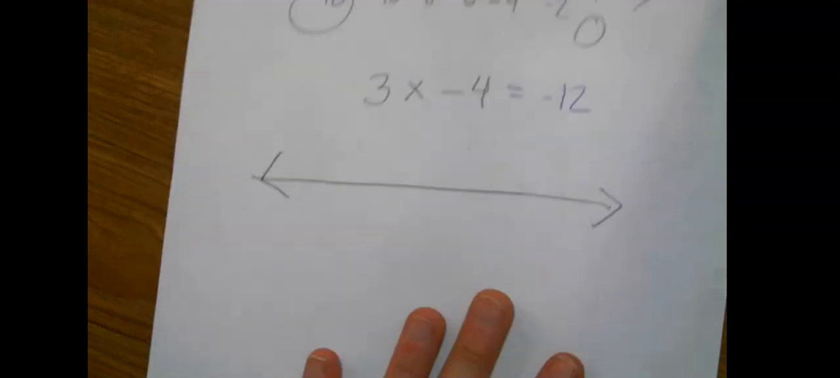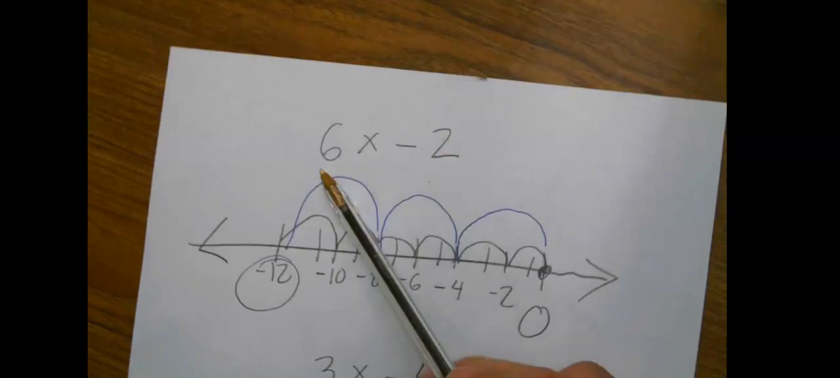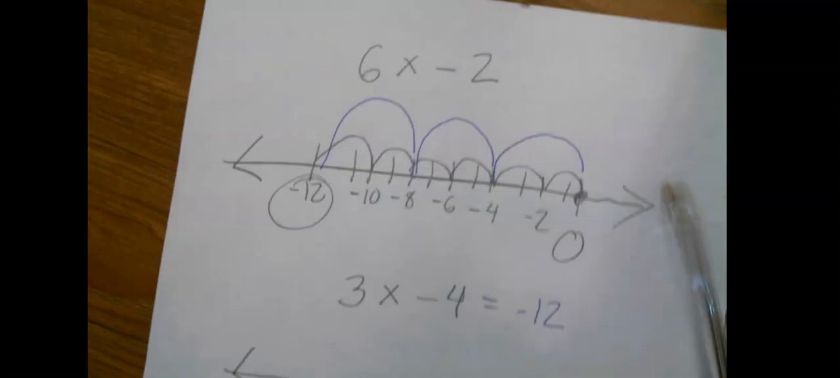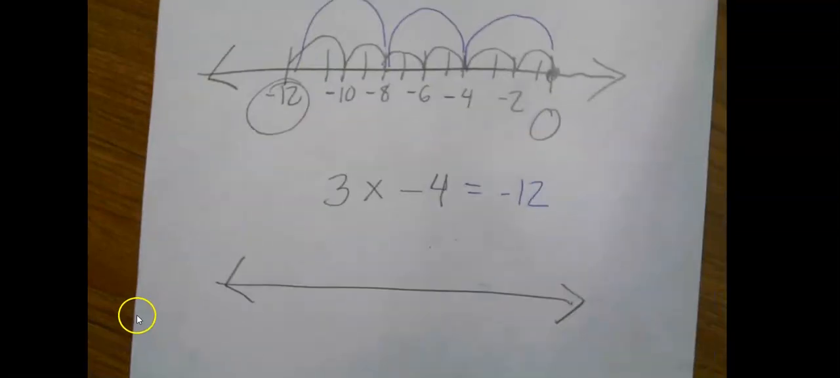Okay, so if you are doing number lines, this is how many jumps you're doing, and this is how big the jumps are, and you can do it with number line as well. And that is how you do multiplication and division with negative numbers.